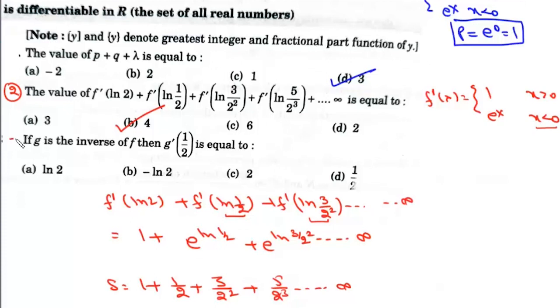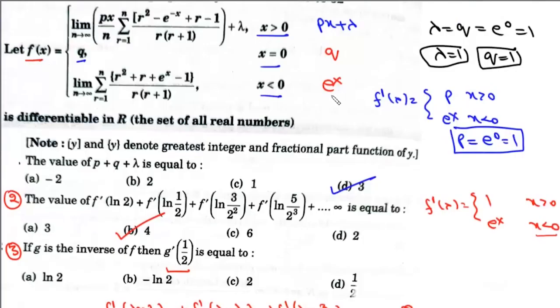Now this third question is, if g is the inverse of f, then g dash 1 by 2 is. Now we know that f x is e to the power x when x is less than 0. So if we look at f log 1 by 2, f log 1 by 2 will be e to the power log 1 by 2, and that is 1 by 2. So that means f log 1 by 2 is equal to 1 by 2.